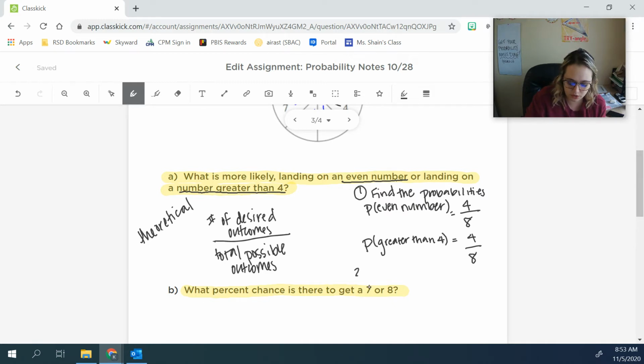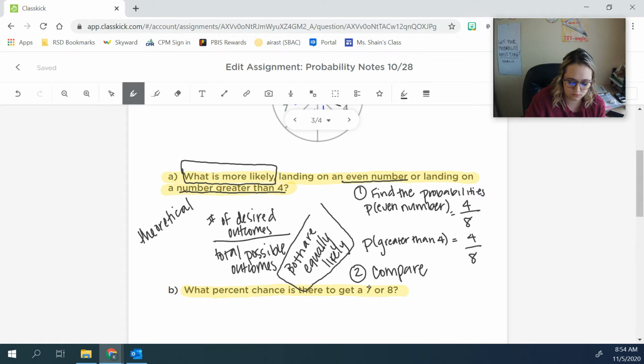All right, now step 2, I need to actually answer the question, what is more likely? So I need to compare. Now I have 2 probabilities. Both of them are 4 over 8. So which one is more likely? Neither of them, right? They're both equal. So the answer is both are equally likely. Okay, that's my answer, because both of them are equal to 4/8.